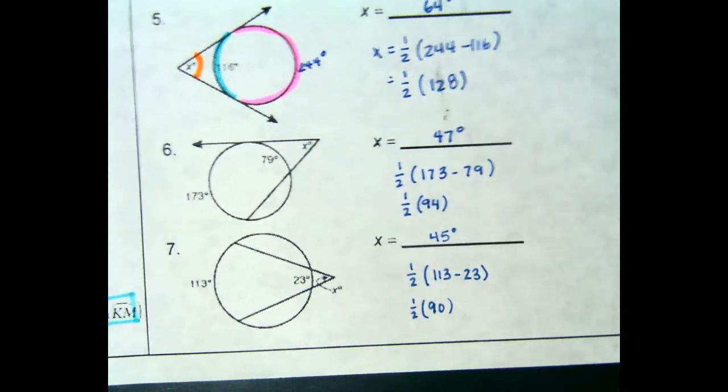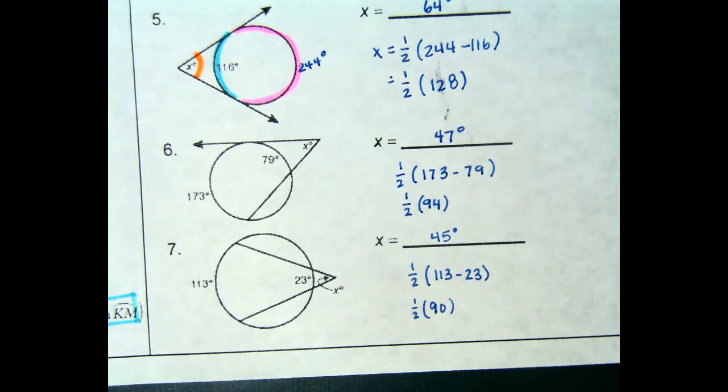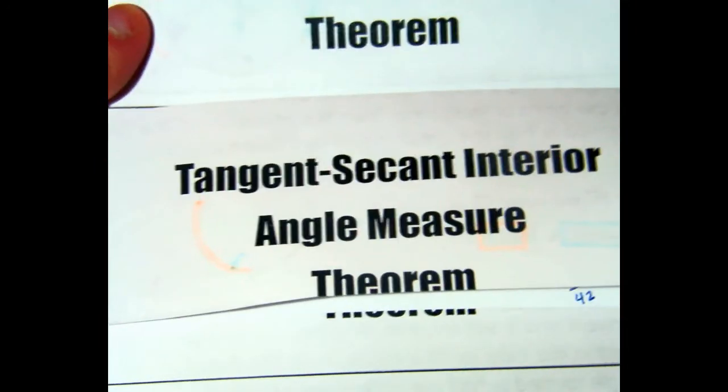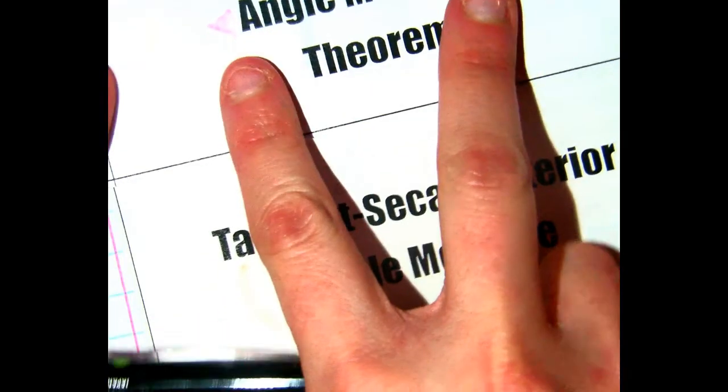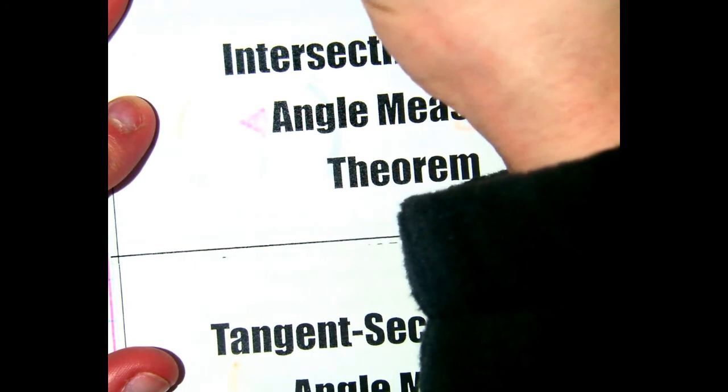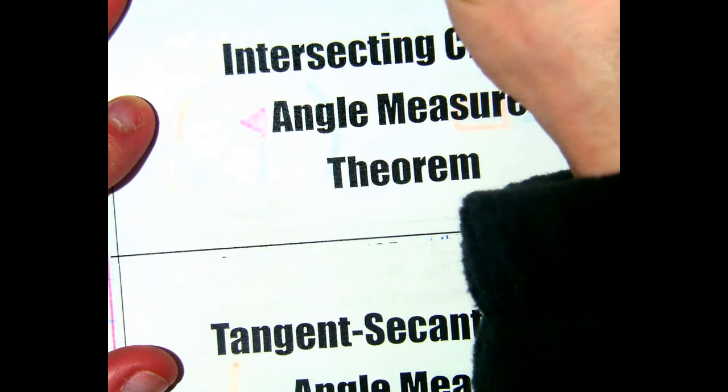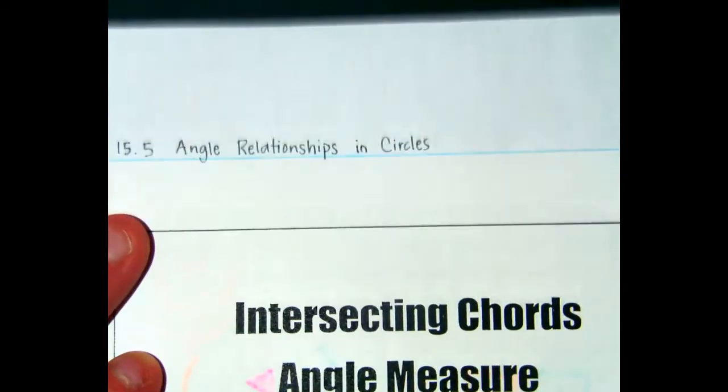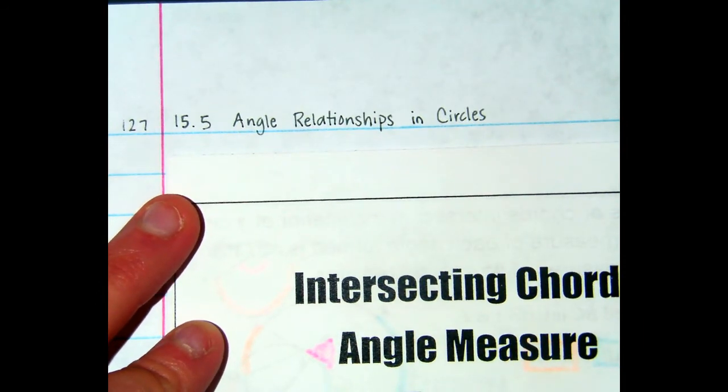Glue this in on 127. The title for 127 is 15.5, Angle Relationships in Circles.